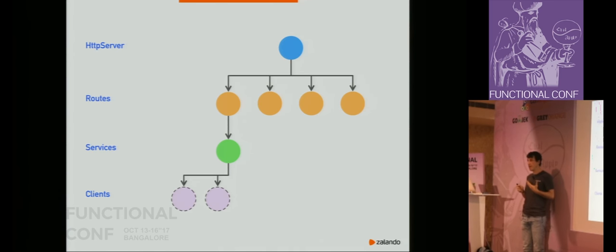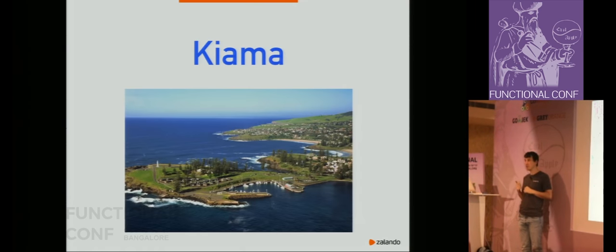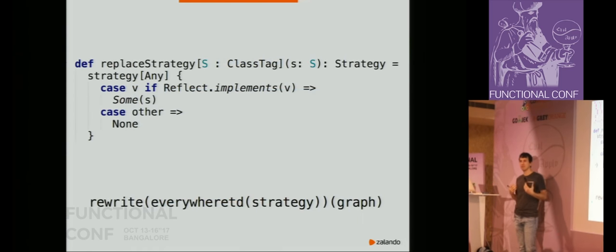So the answer we have for this, because this is a tree, is, well, there's a theory of trees called tree rewriting. And there is even in Scala a nice library doing this called Kiama. Kiama takes on the experience of tree rewriting, which as a concept started many years ago, and especially in another project called Stratego.